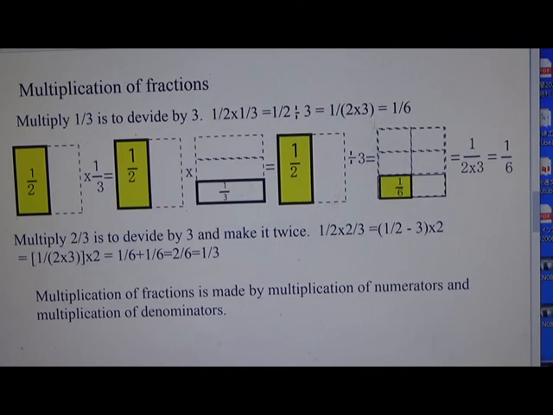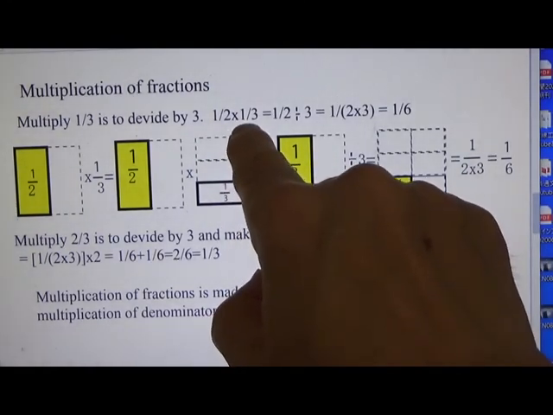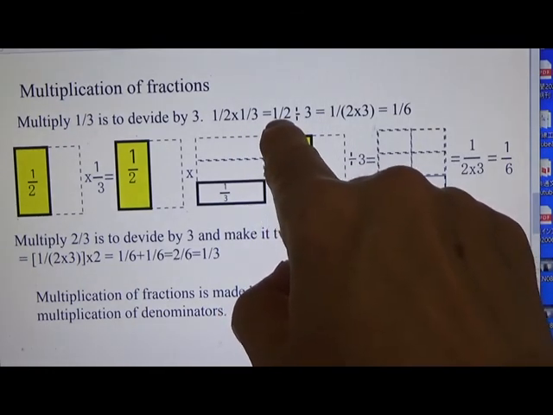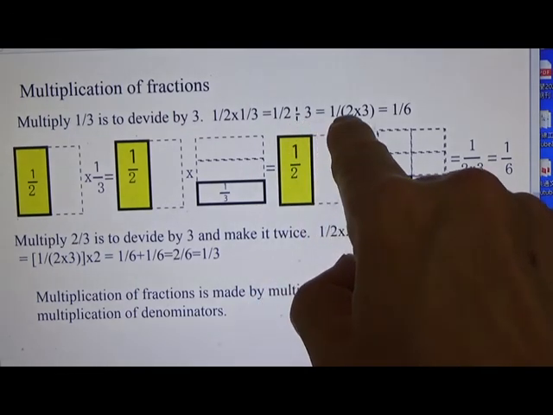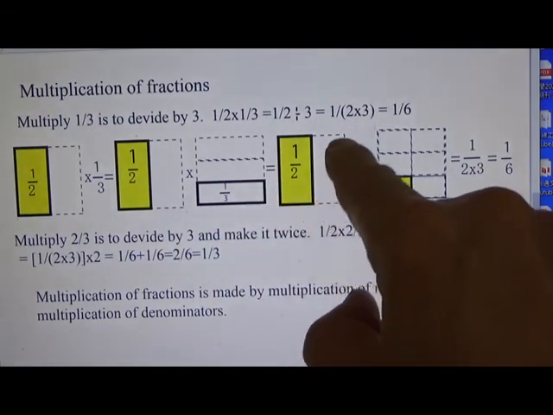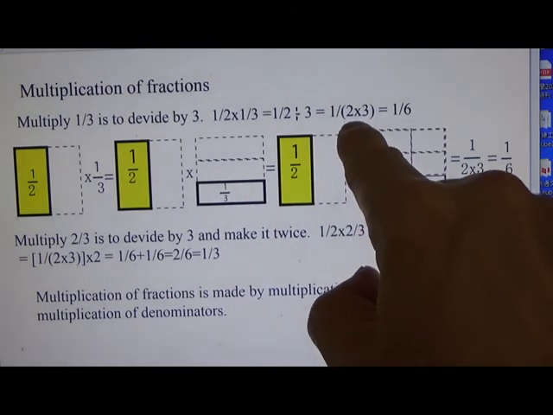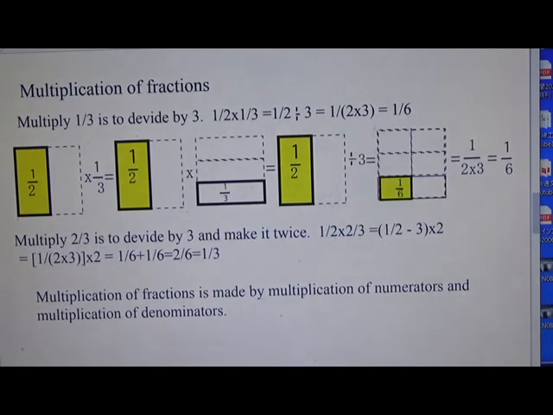Multiplication of fractions. Multiplying by 1/3 is dividing by 3. 1/2 multiplied by 1/3 is 1/2 divided by 3, which is 1 divided by 2 multiplied by 3, which is 1/6.